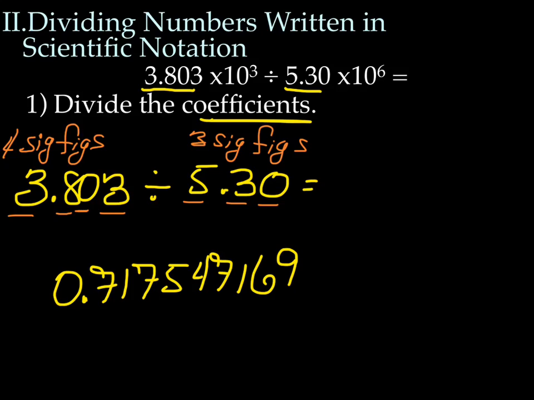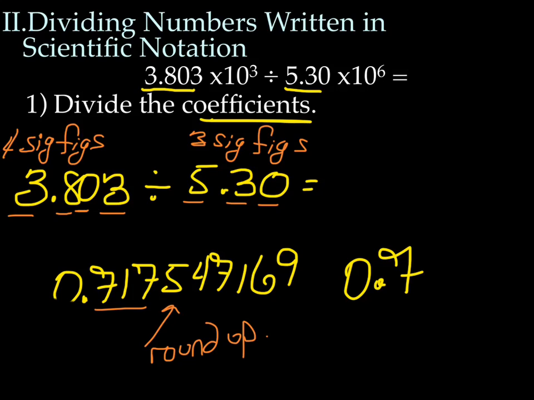Okay, so we need to take the first 3 significant figures from our answer. Can the 0 be significant? It cannot, because it's not between non-zero digits, and while it's before a decimal, there's no non-zero digit before it. So the numbers we're going to keep are the 7, 1, and 7. We're going to drop the 5 and beyond, and because 5 is 5 or greater, we're going to round up. So for an answer, we end up with 0.718.